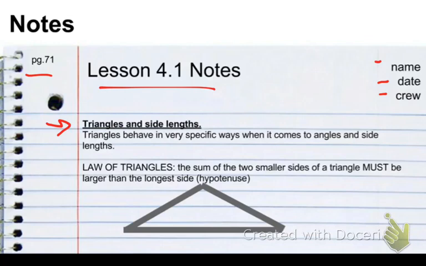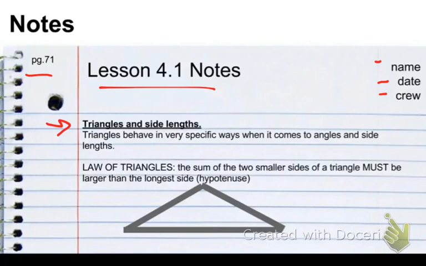Triangles behave in very specific ways when it comes to angles and side lengths. Okay? Triangles, by their very nature, are just amazing. They're fascinating. There's a whole group of math called trigonometry, the study of triangles. And one of the things that you learn is that the angles and the sides do really tricky things when you start to mess with them.